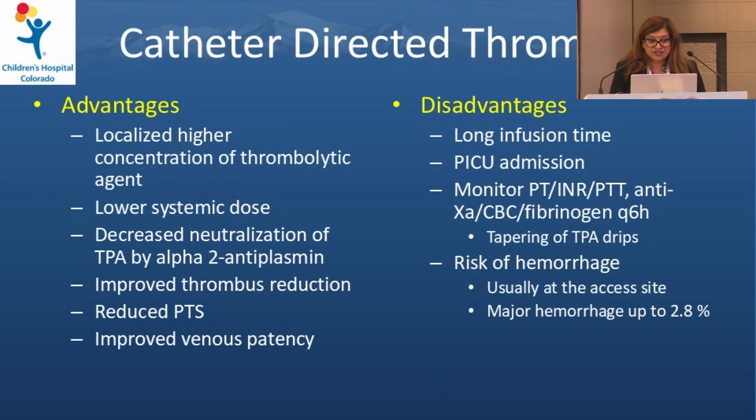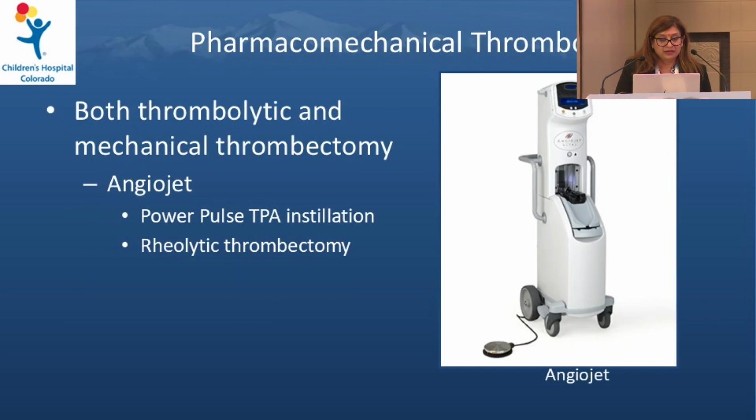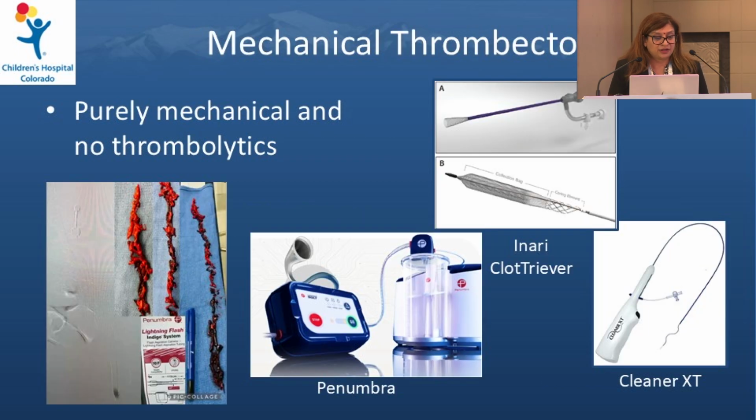There's a lot of advantages to it because it's local administration, but it's not necessarily the best thing. And then there are some disadvantages because of the long infusion time and they actually could be in the ICU for a bit. There's pharmacomechanical thrombolysis, which is AngioJet, where we instill TPA and then we actually remove the clot during a rheolytic thrombectomy. And then we also do mechanical thrombectomy, purely mechanical with no thrombolytics.